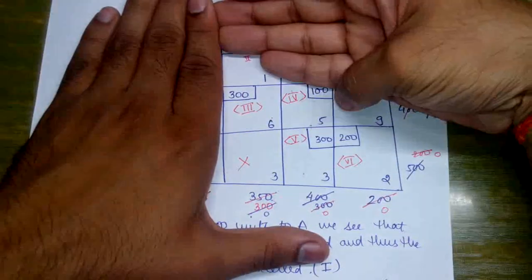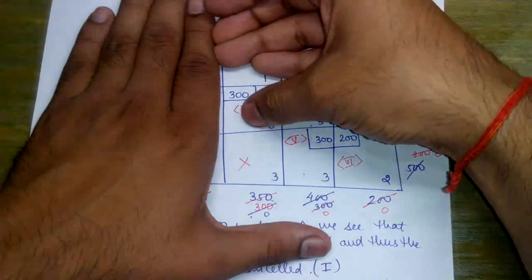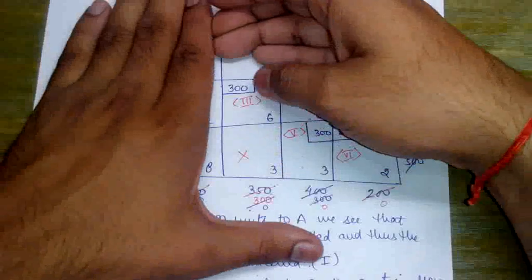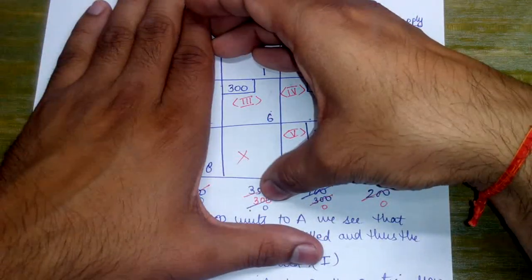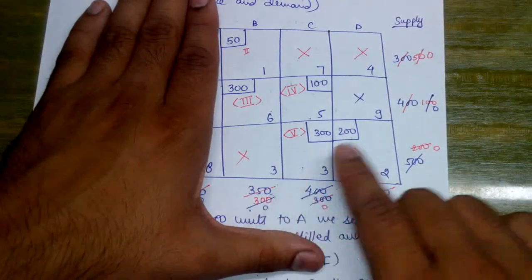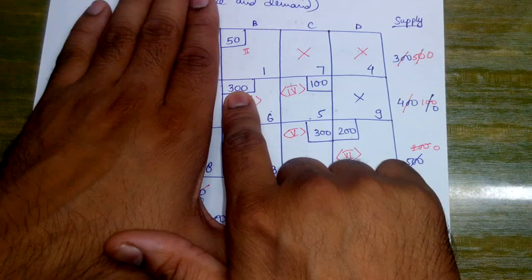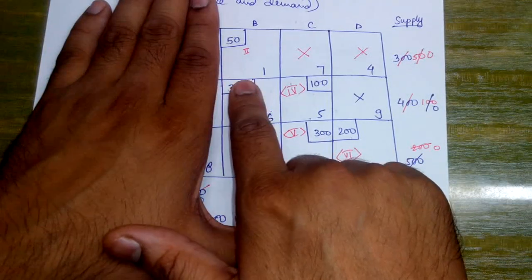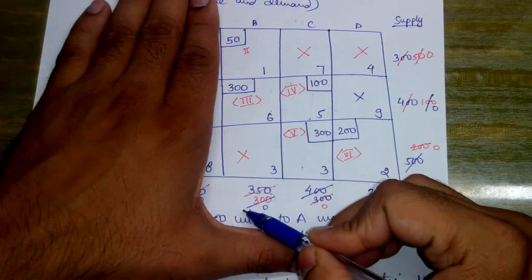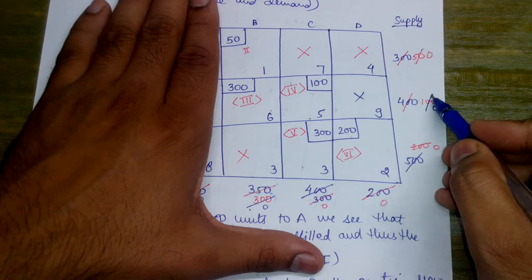Now 1, 2, 3, 4, 5, 6, this becomes our main matrix. So again this becomes the northwest corner, and the demand is 300 and the supply available is 400. Out of 300 and 400, the least value is 300, and hence we are going to allocate the least, that is the 300, to this cell. Now when 300 has been allocated, 300 minus 300 becomes 0, and 400 minus 300 becomes 100.